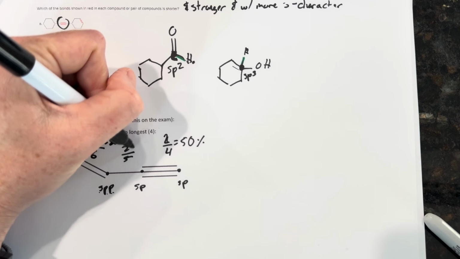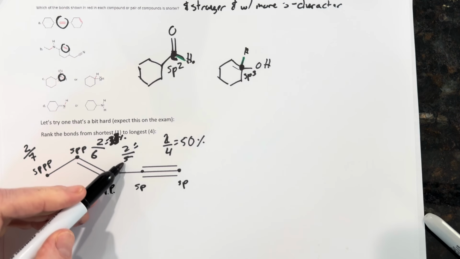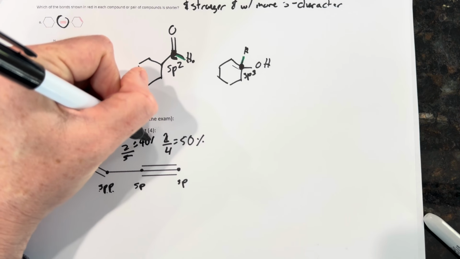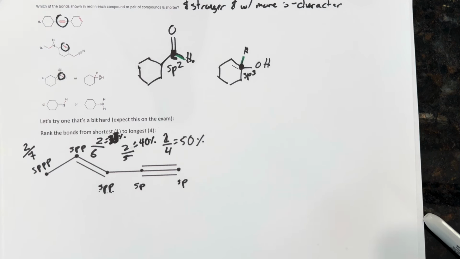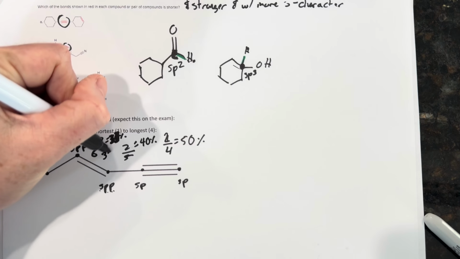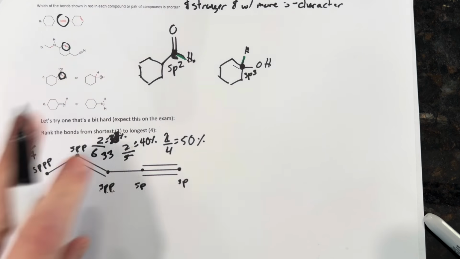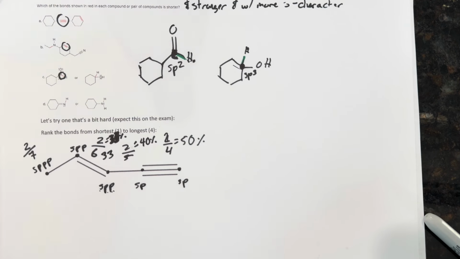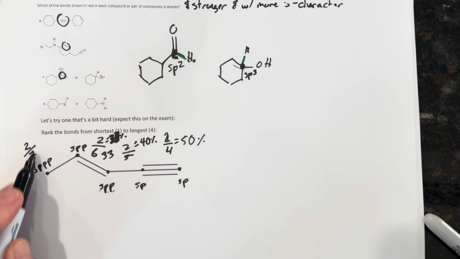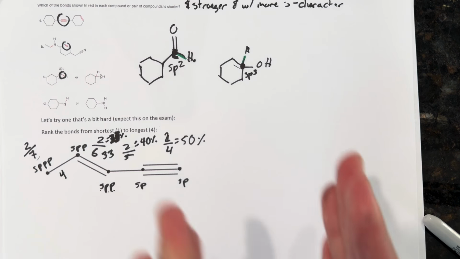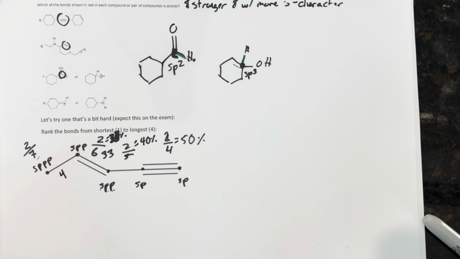This one, 2 out of 5 would be 4 out of 10. That's 40%. In case you can't see this, I didn't write it very well. This was 33%, right? So 2 out of 6 is a third. And this 2/7, I should probably know that fraction, but it's lower. It's less than the other ones. So this one is going to be our longest bond, the one with less S character, because remember, shorter, stronger, more S character.